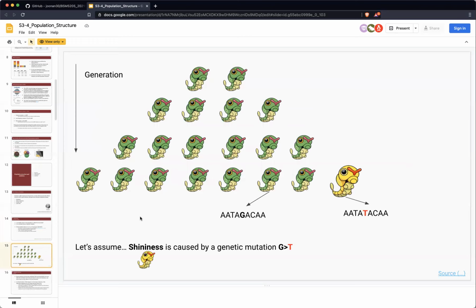But anyway, with a novel mutation, if you go through many generations, a certain generation will have a certain mutation in an organism, right? So this caterpillar has the mutation on this site, which should be a G in this DNA, but there is a change to T somehow by the de novo mutation.